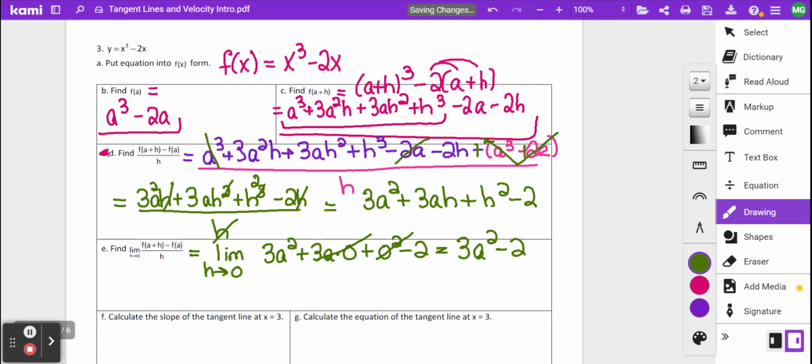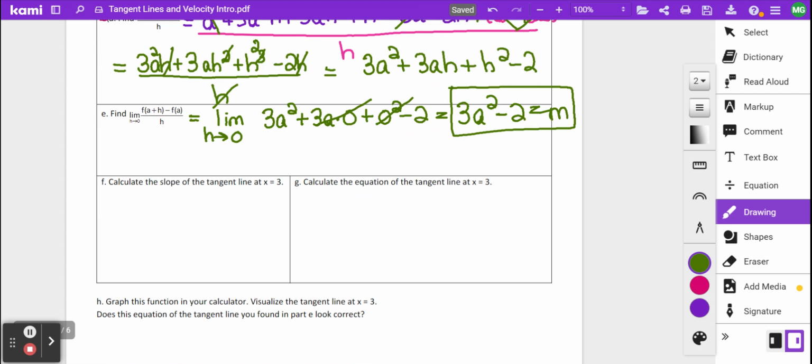Okay, let's take a look. So I got 3a squared minus 2, which again represents the slope at any point on our curve, on our function. So now, assuming you got the same thing as me, you're going to calculate the slope of the tangent line at x equals 3. Okay, so calculate the slope. And then you're going to calculate the equation of the tangent line. So go pause this video and let's see what you can do.